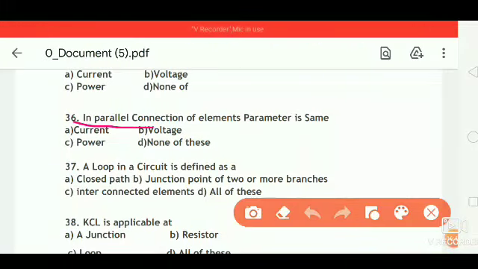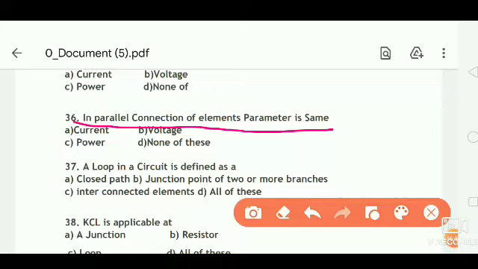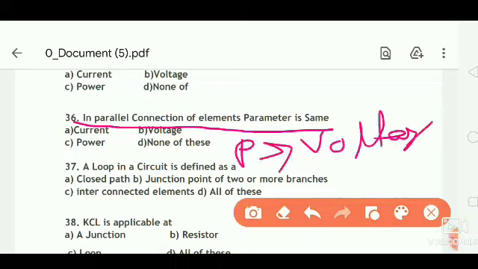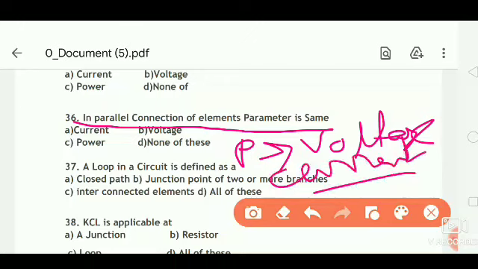The next question: in a parallel connection, which element parameter is the same? For parallel, the voltage is the same and the current changes. Option A current, option B voltage, option C power, and option D other. Here we get the voltage.